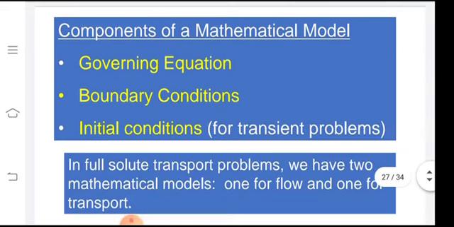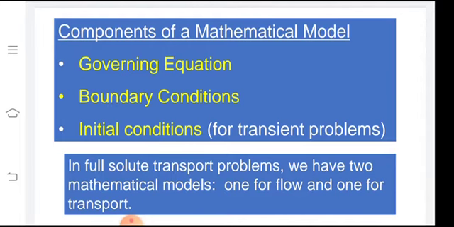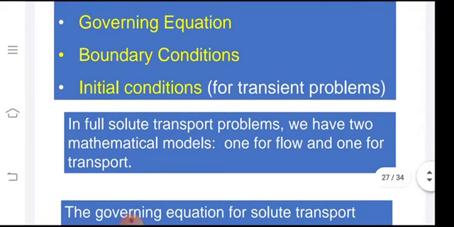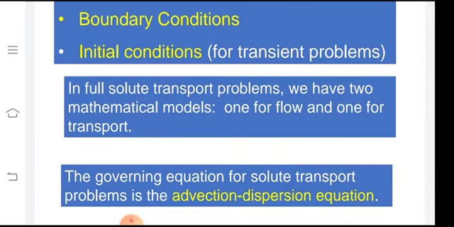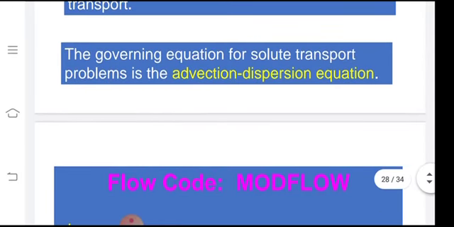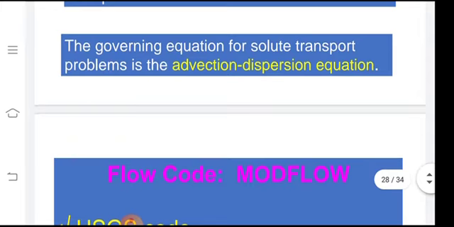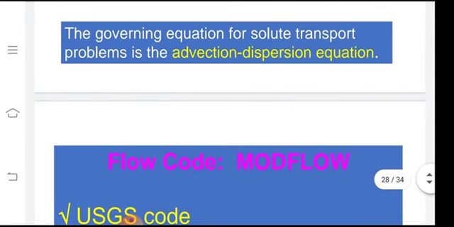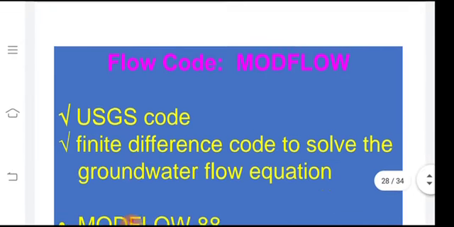The components of a mathematical model are basically the governing equations, differential equations, and boundary conditions that need to be defined for the model. We need to define the initial conditions of the concentration and how the concentration is going to change with time. It is important to know. The governing equation of solute transport is the advection dispersion equation. We talked about this equation in our initial lectures, 6th or 7th.